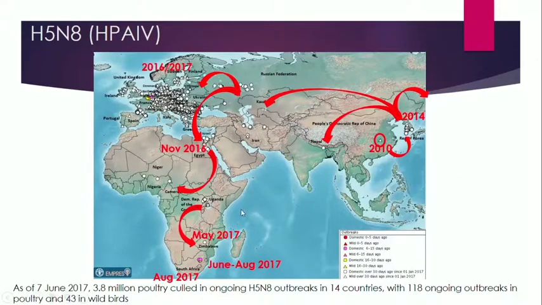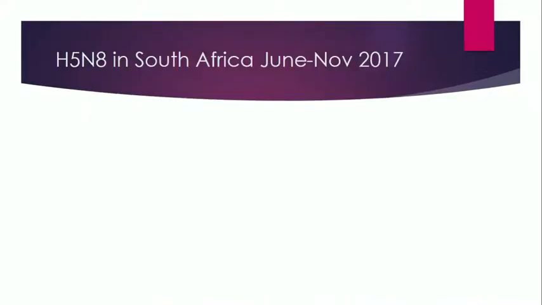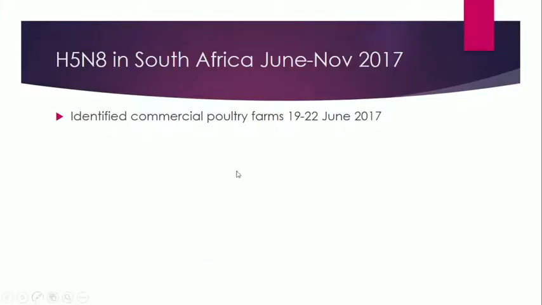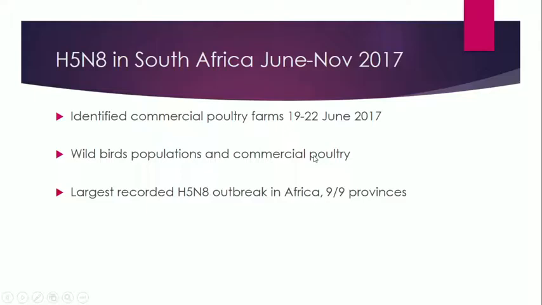So as of the 7th of June 2017, 3.8 million birds had either died or had been culled in 14 countries. And this was a huge problem. So when it came to South Africa now, infections were first identified in commercial poultry farms up in Mpumalanga and Gauteng between the 19th and 22nd of June, occurring in both wild bird populations and commercially farmed poultry, but it was first identified in the commercial poultry because they started dying.